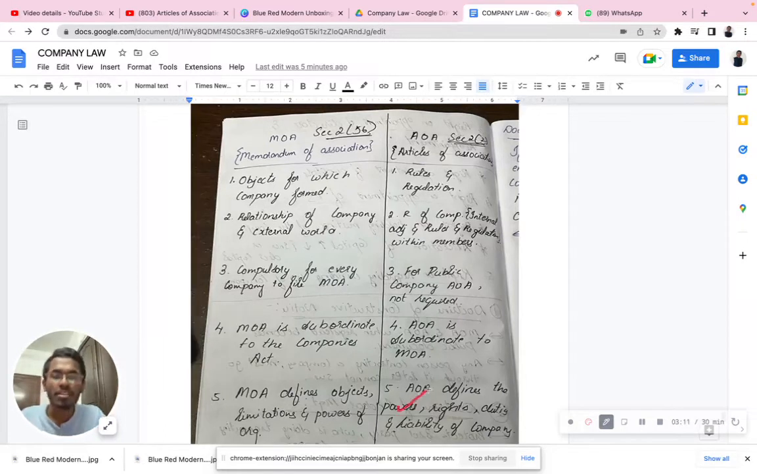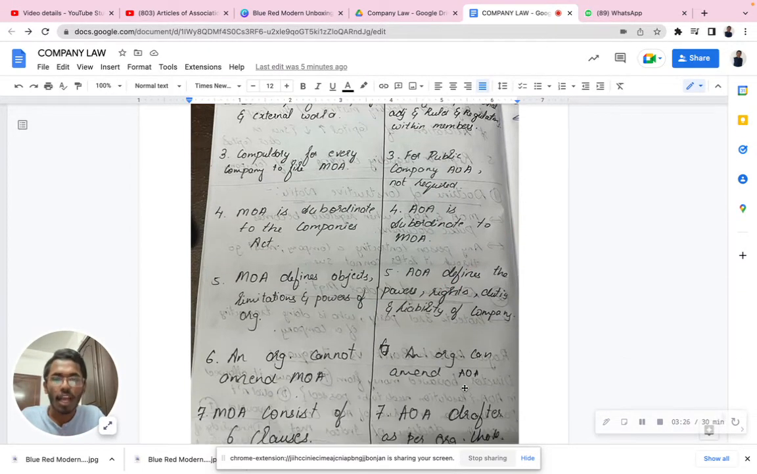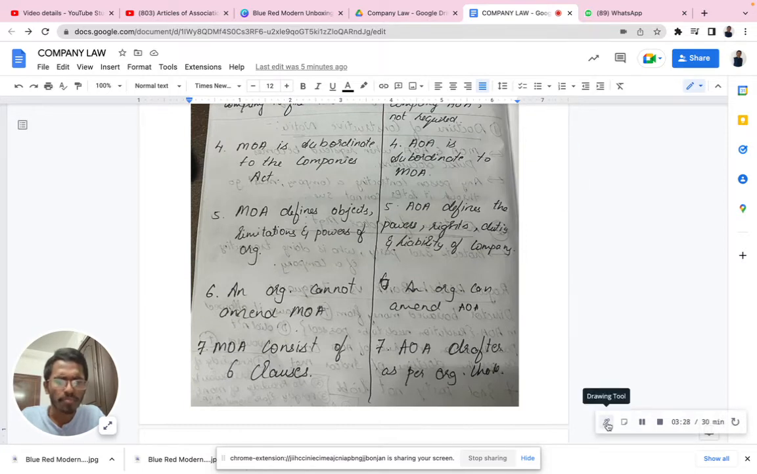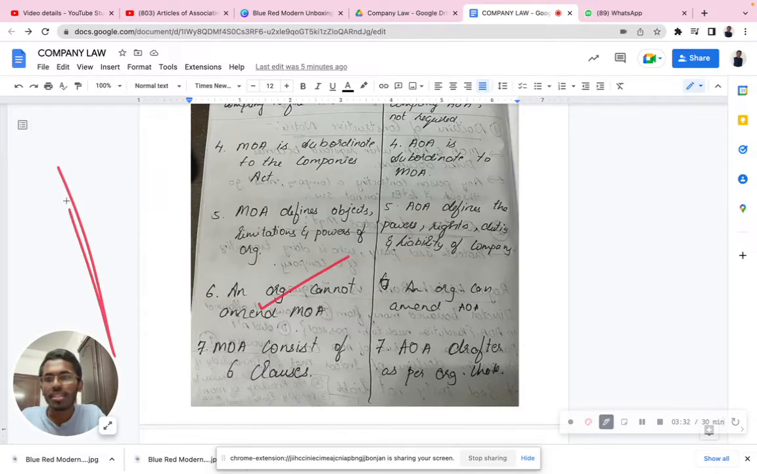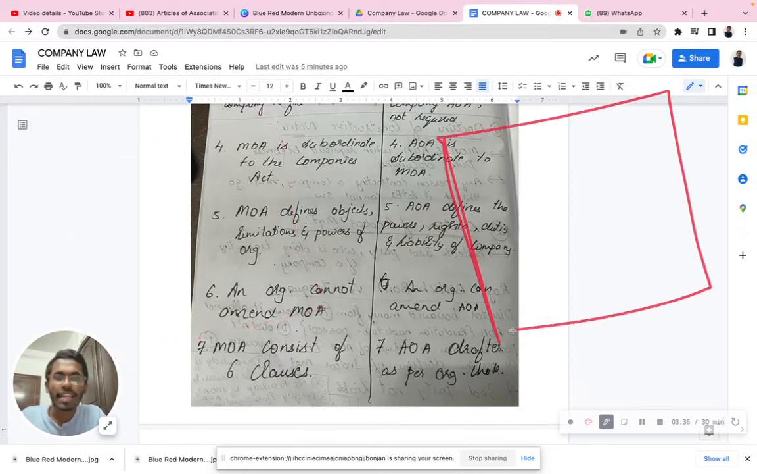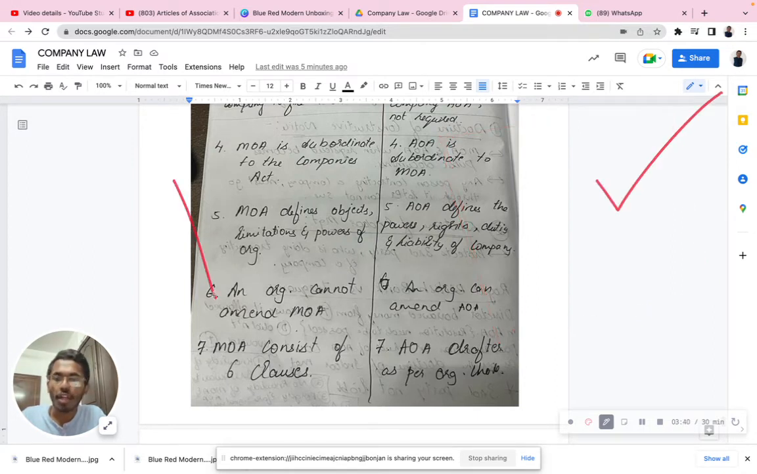They mention the powers, rights, duties, and liabilities of a company: powers of the shareholders, powers of the board of directors, rights of the shareholders, rights of the board of directors, duties and liabilities of a company. Everything they'll be explaining over there. These 5 components, if you understand them, are a key important aspect. Along with it, there are 2 more points which you can remember. An organization cannot amend MOA. Remember, once an MOA is made, it cannot be amended. Whereas Articles of Association can basically be amended. An organization can amend AOA, but not an MOA.